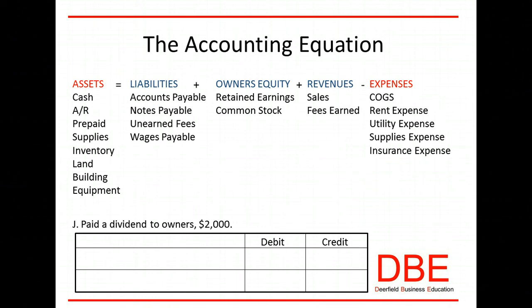And then the last one here, paid a dividend to owners. We're paying out cash, so cash is going down. And remember, retained earnings holds net income eventually. And so when we pay net income out to our shareholders in the form of dividends, that comes out of the retained earnings account. So remember, retained earnings has a credit balance, so to make it go down, we're going to debit it, and then we're going to pay with cash.